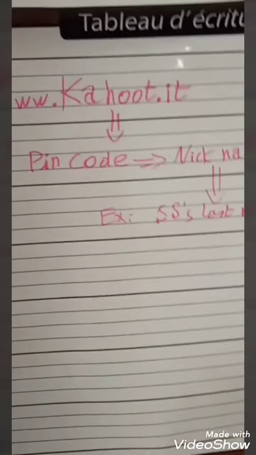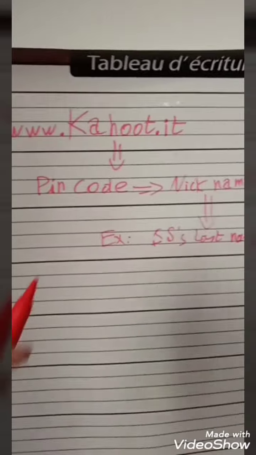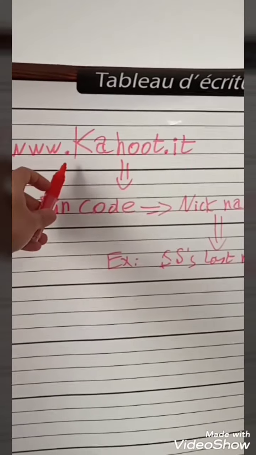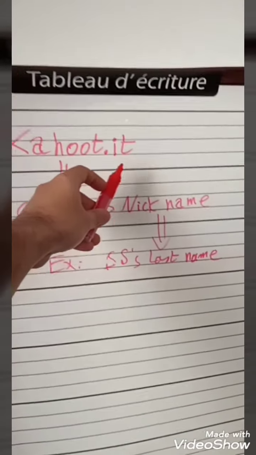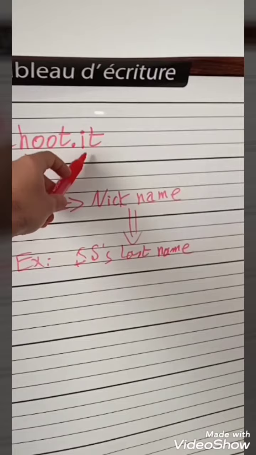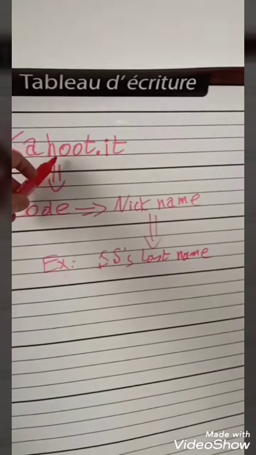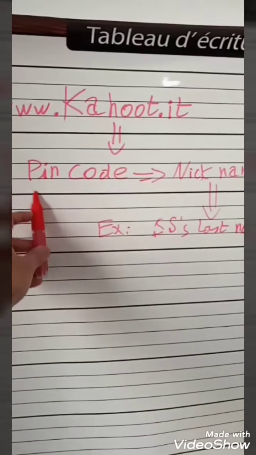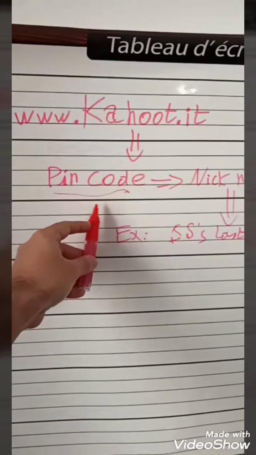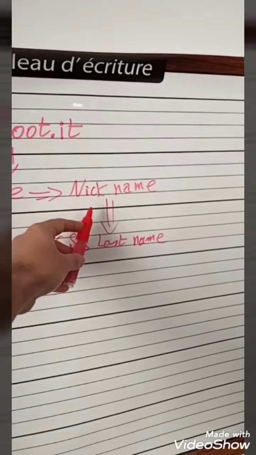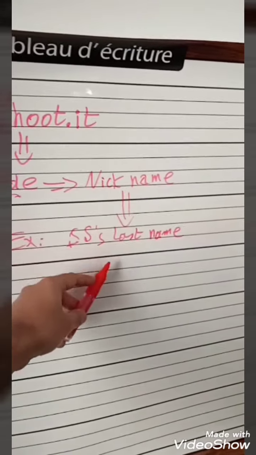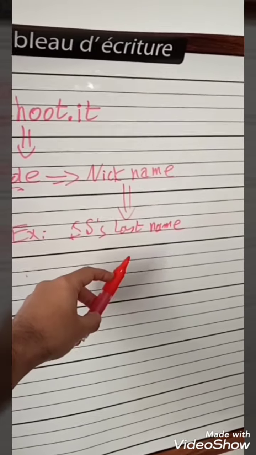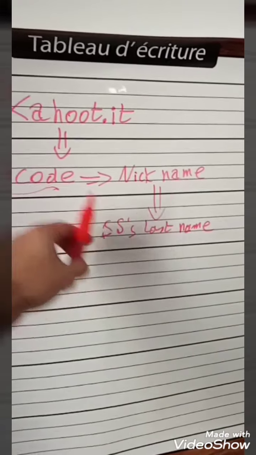Now after you have the pin, you simply ask your students to go to the website www.kahoot.it. Please focus on .it. It's the one that they can use to access the quiz. They can enter the pin code you give them, and they will have a nickname. What I ask them to do with the nickname is that they have to use their last name.